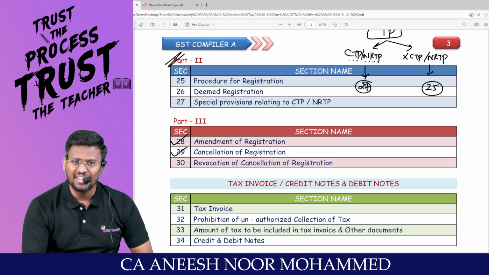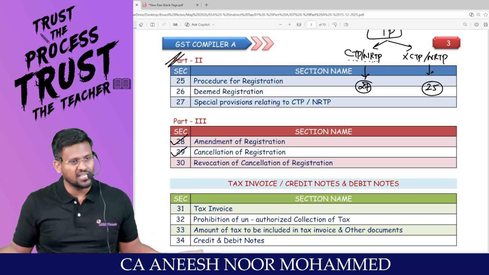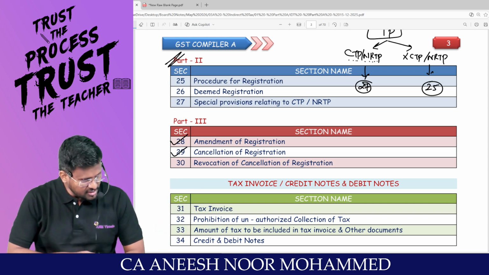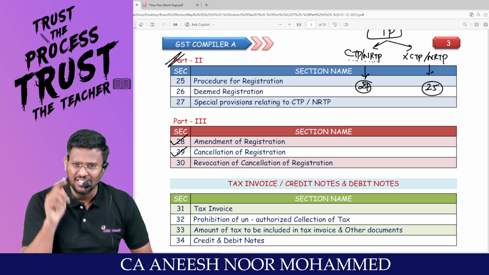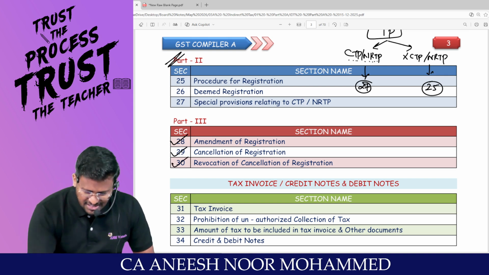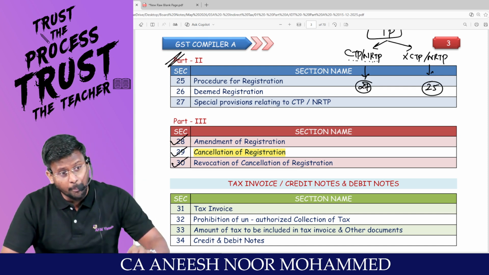Section 29 is the cancellation of registration. Sir, I stopped the business at all, or with God's grace, now I am resting in peace. Do you want registration? Sir, when you die, how can you conduct a business? Then you have to cancel the registration. My dear lovable students, this cancellation of registration will be done even by the proper officer also.